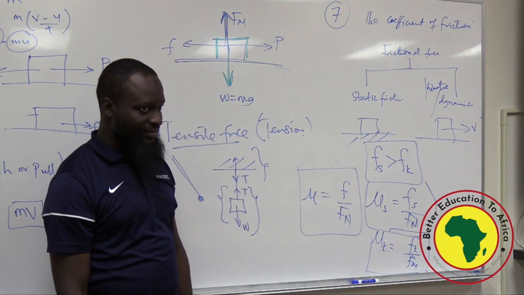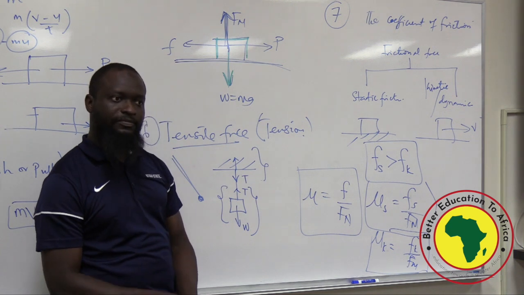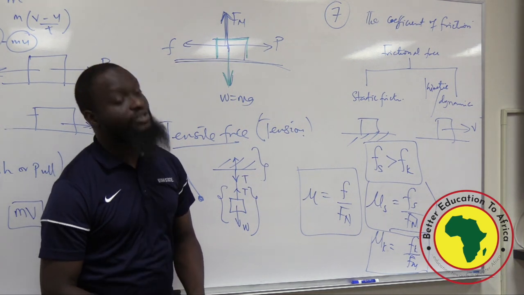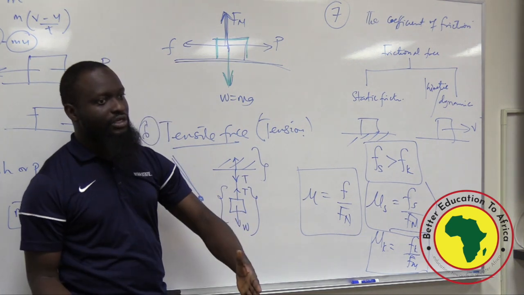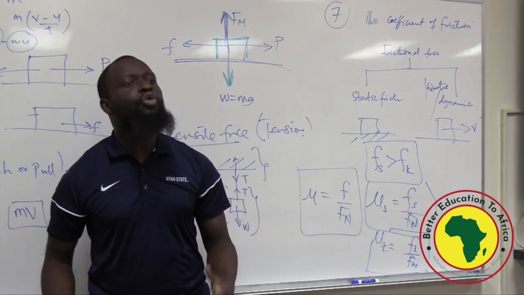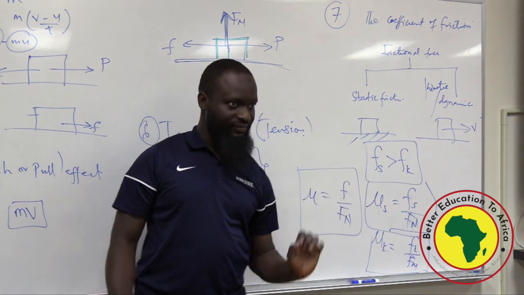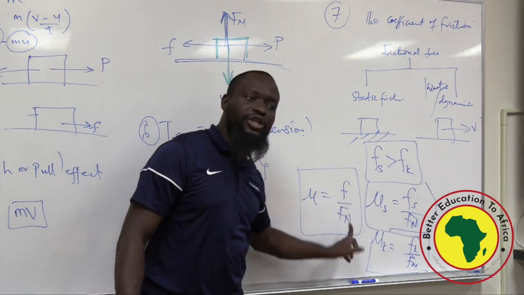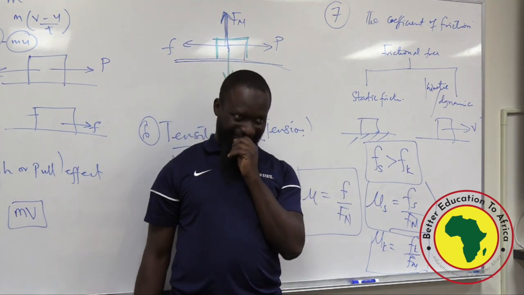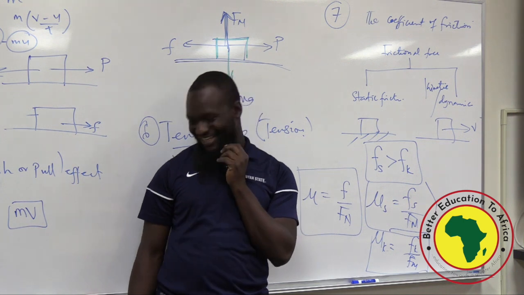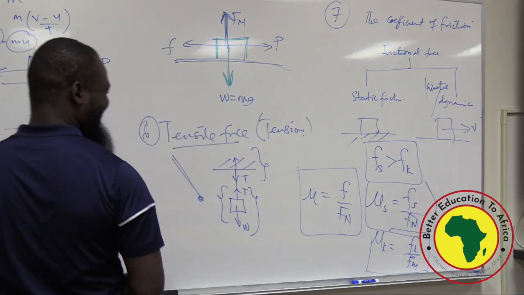And that variable out front represents the coefficient of friction. Depending on the friction, it could be the coefficient of static friction or the coefficient of kinetic friction, depending on whether you are static or you are moving. But it's always the ratio of the frictional force to the normal force.